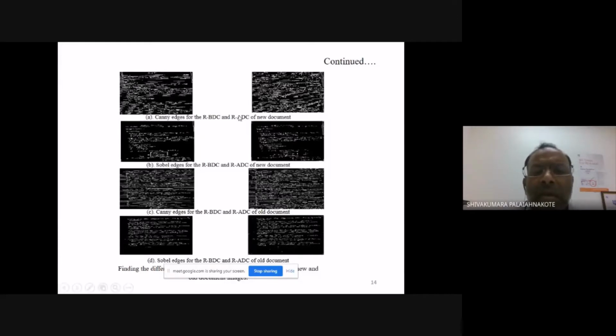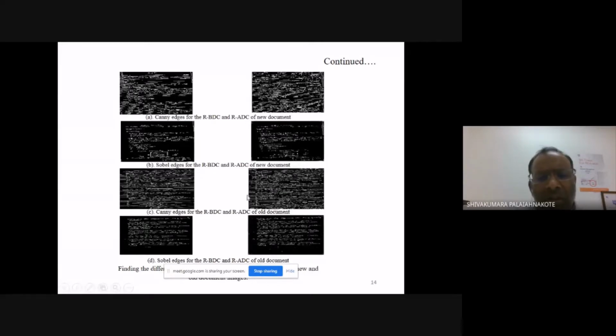Okay, now canny, look at this one. This is canny edge of RBDC, meaning before reconstruction, after reconstruction. RADC means this is actually the new document, before and after. I don't think there is much difference here. There is a difference, but not really much. Look at this Sobel now. It is canny and Sobel here. What is happening now? We are losing information here. This is actually the new document, right? There is a loss of information here. When you compare these two, there is a big difference. When you compare these two, not much difference.